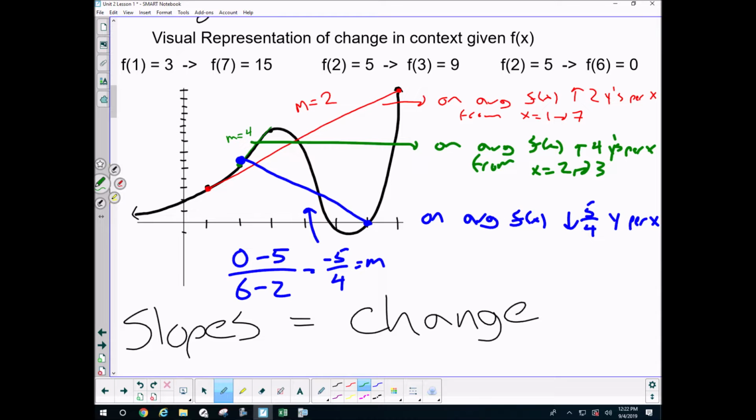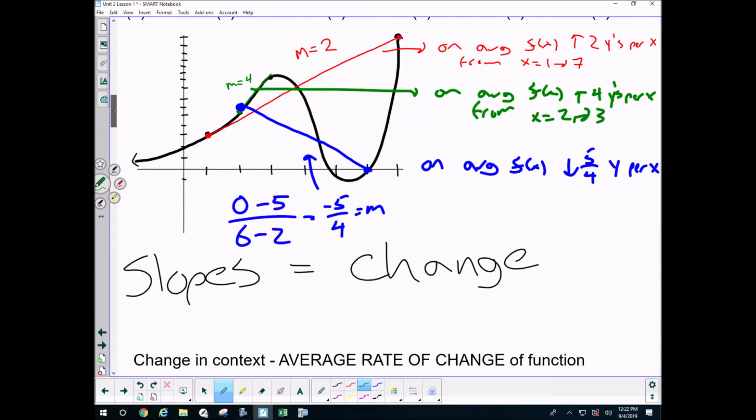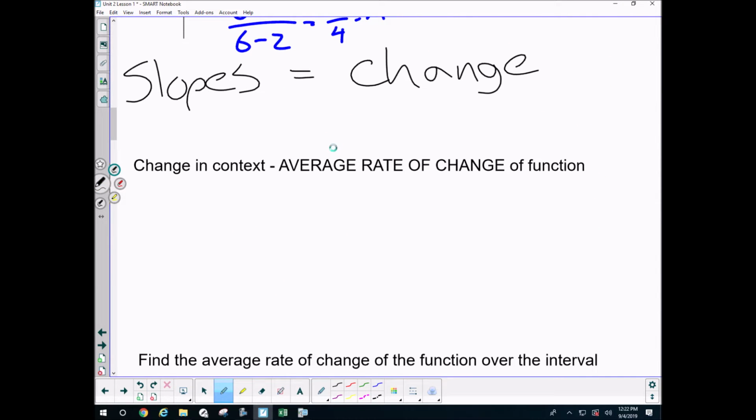What we are calculating when we find slopes is what we call the average rate of change of a function. The average rate of change, or ARAC, is equal to the slope connecting 2 distinct points on the function.